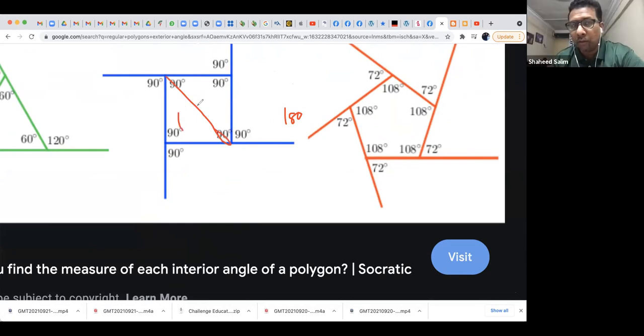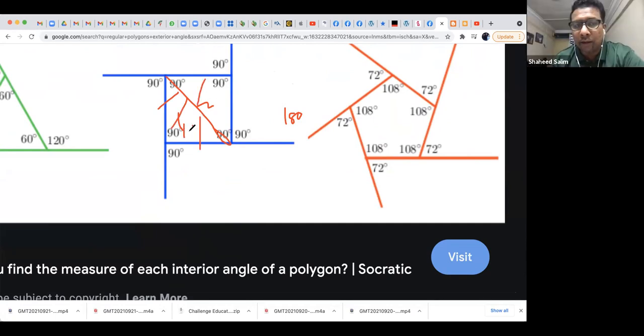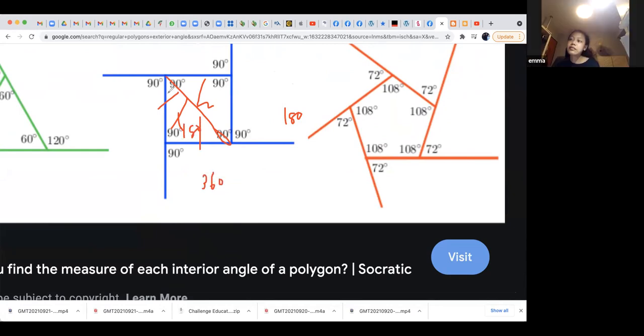2, 1, 2. Correct? 1 triangle here, 1 triangle here, right? So 1 triangle is 180. 180 times 2 is 360. This is the total angle. 90, 90, 90, 90.